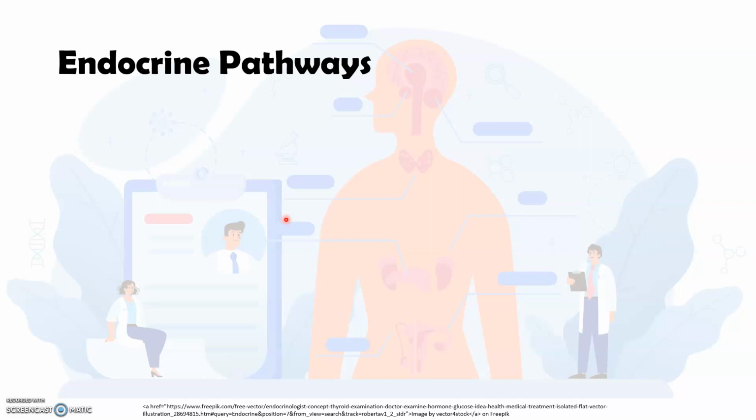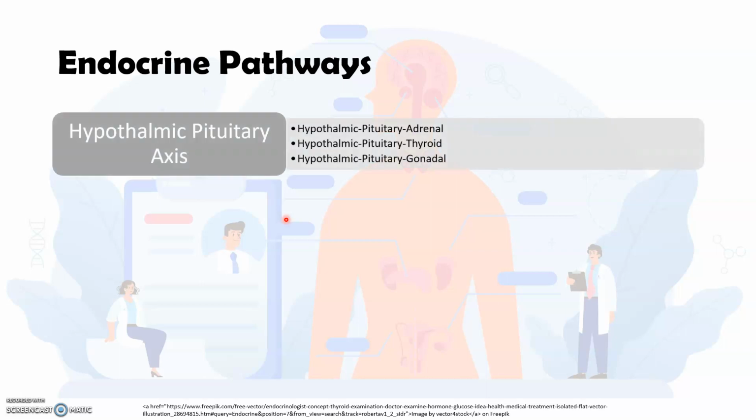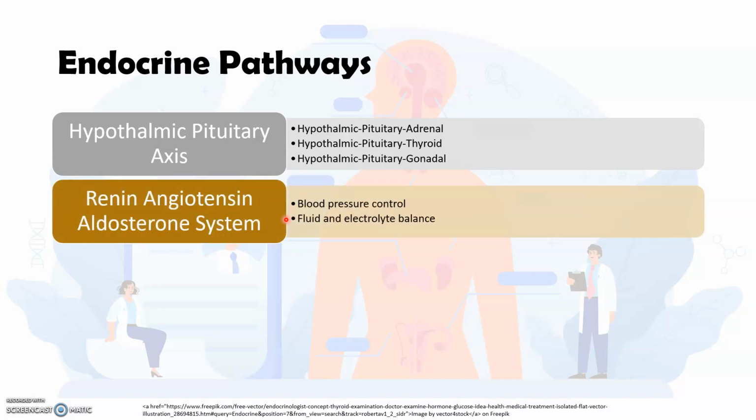There are certain clinically important endocrine pathways that we do need to think about. These include the hypothalamic pituitary axes, and there are three that we really concern ourselves with: the hypothalamic pituitary adrenal axis, the hypothalamic pituitary thyroid axis, and the hypothalamic pituitary gonadal axis. We would have had lectures on each of these during the module. The renin-angiotensin-aldosterone system is primarily concerned with blood pressure control and fluid and electrolyte balance, particularly with regard to sodium and potassium.